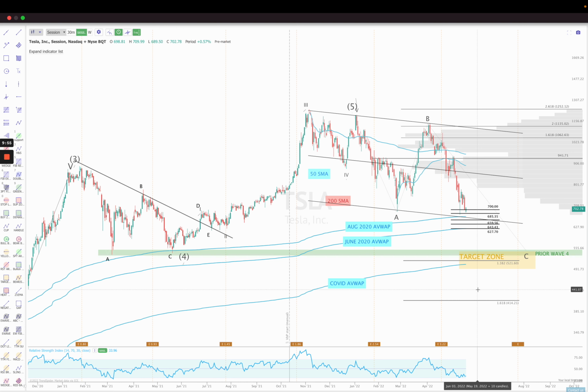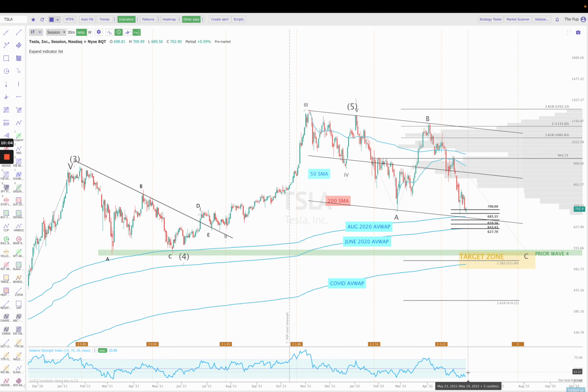So if Tesla falls, it brings the market down with it. If the market falls, it's going to bring Tesla down with it. They're two in the same at this point. So here on the daily chart, you can see we're already bouncing off of these oversold conditions.